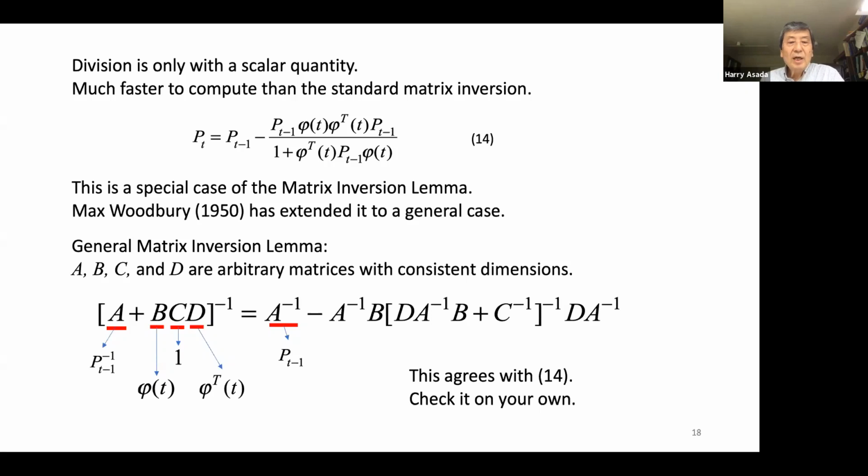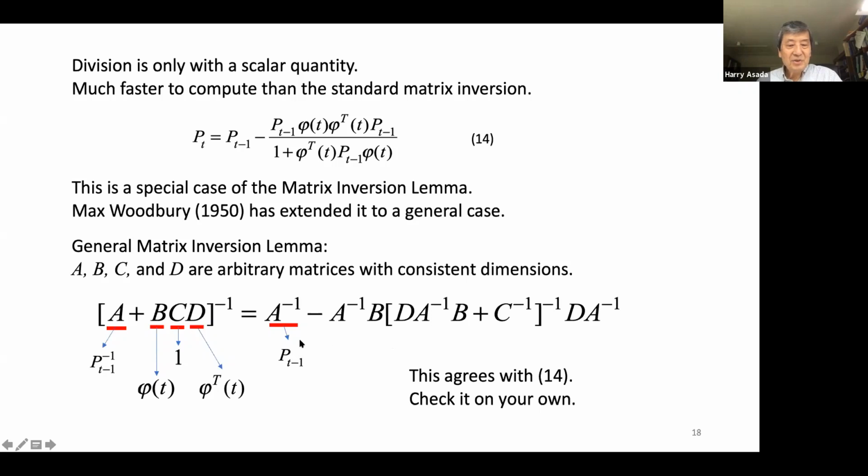Now it's known as the matrix inversion lemma. And Max Woodbury found the more generalized version. So we derived this expression by using the particular structure of the matrix P_t, but it doesn't have to be that way. Actually, this is the more general matrix inversion lemma.